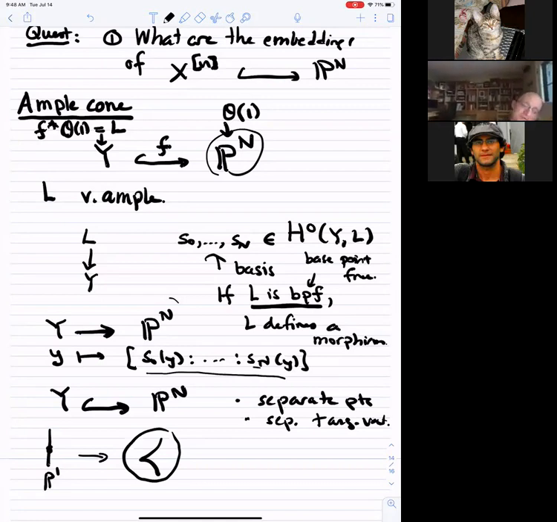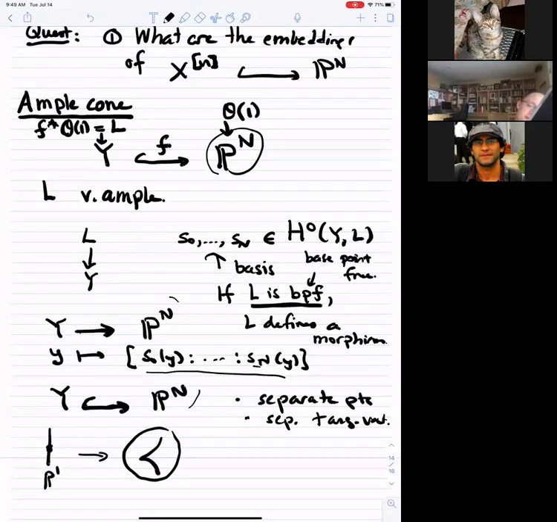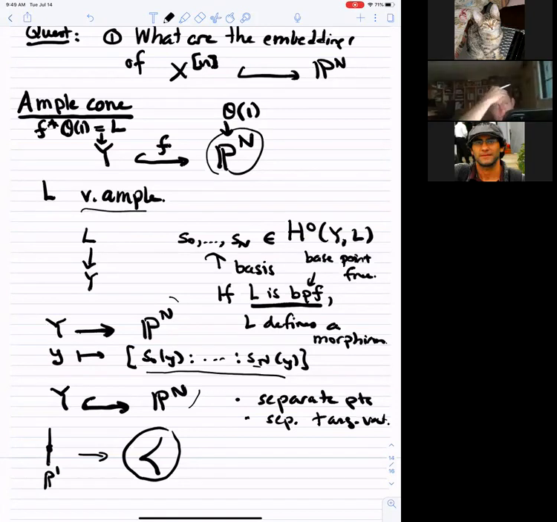What that means is that it needs to map the tangent space injectively into the tangent space of projective space, right? Okay, but if you have those conditions, then you actually get an embedding, right? And so these two notions, very ample line bundles and embeddings, are basically thinking about the same notion.